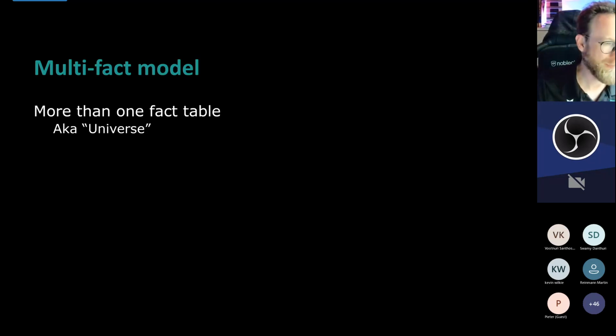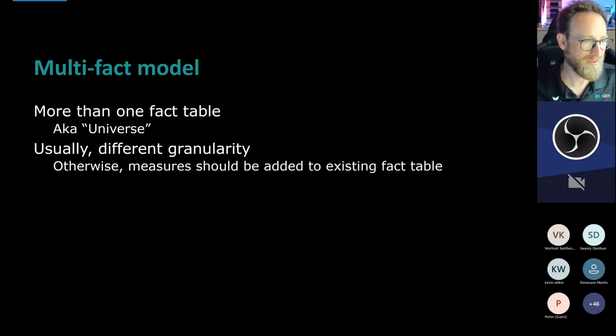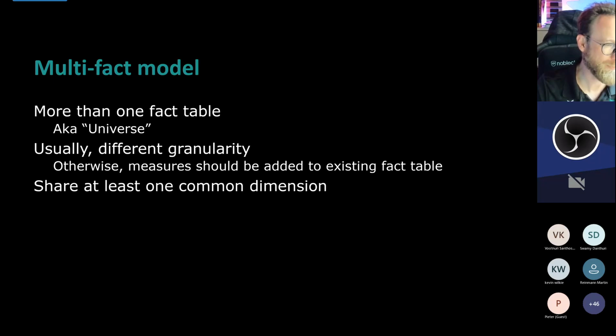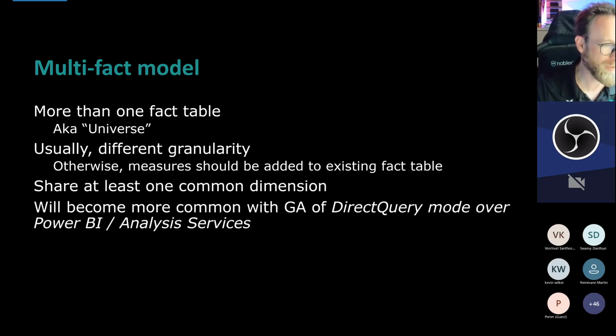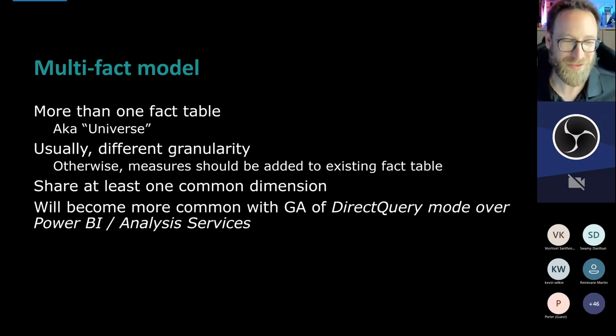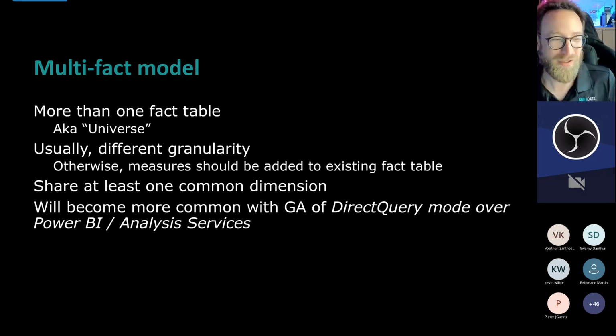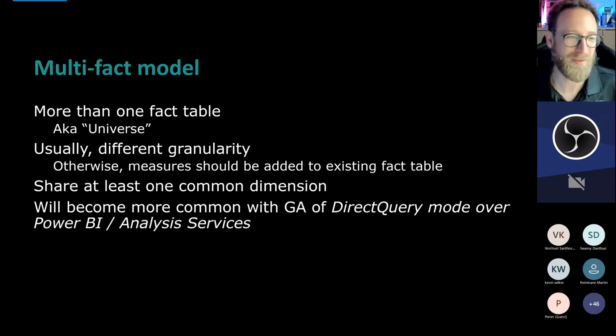So multi-fact models means more than one fact table, also called a universe. And usually the reason is because it has different granularity. So the level of detail is different in those tables. They should have at least one common dimension. And what I think is that these multi-fact models will become much more common as soon as this, sorry for the long name, but this is the actual name of this feature, direct query mode over Power BI and analysis services. Currently, this is in preview since December 2020.